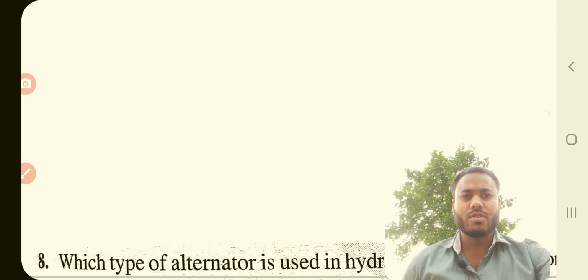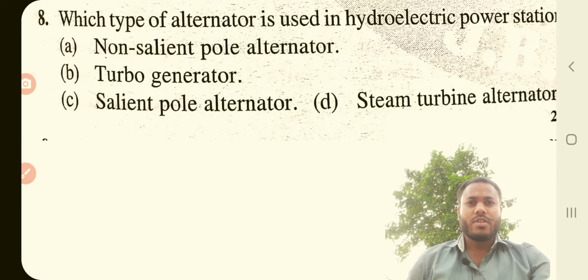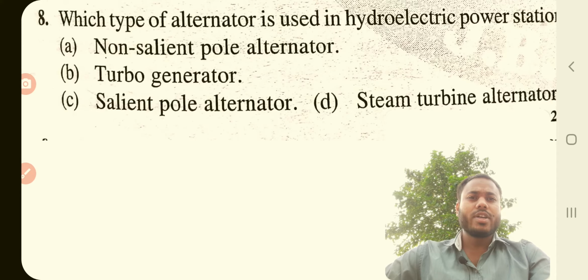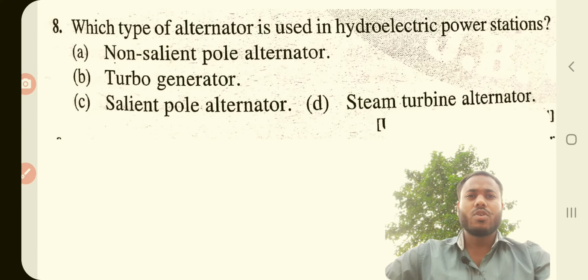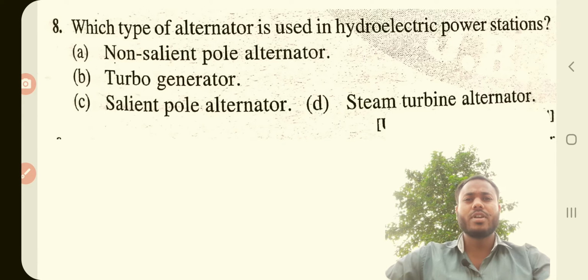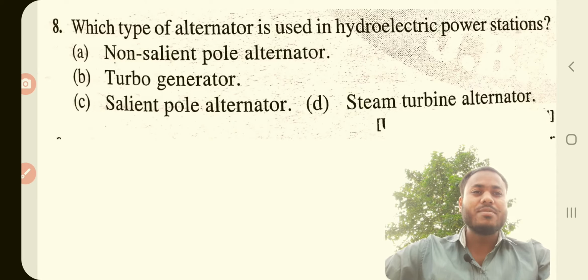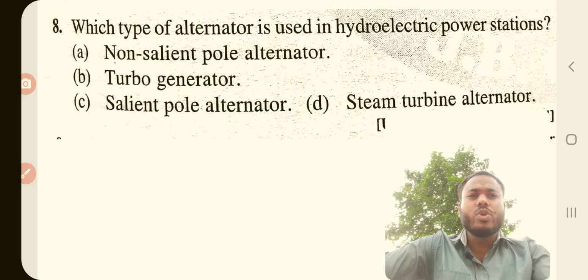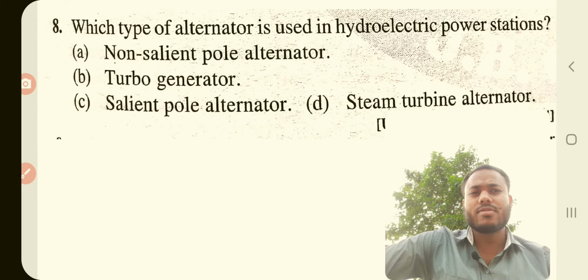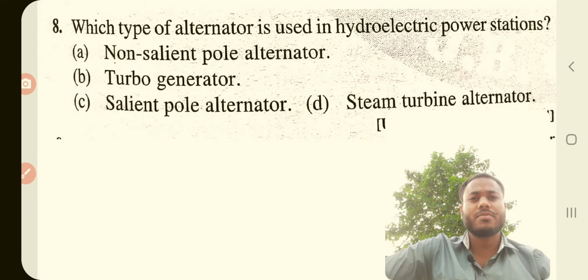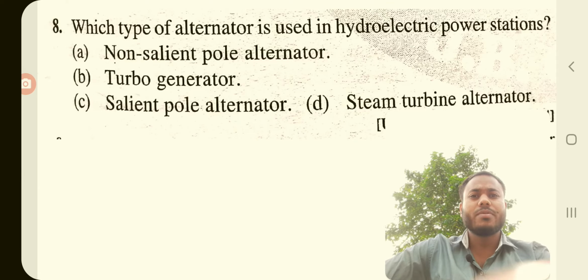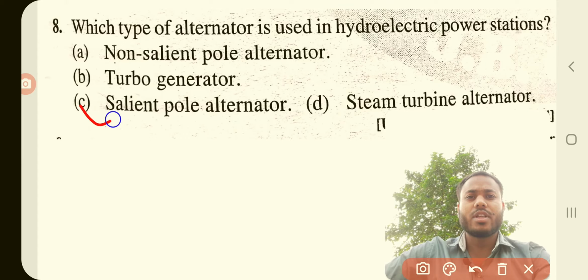The next question is on the screen. Which type of alternator is used in a hydroelectric power station? Option A, non-salient pole alternator; B, turbo generator; C, salient pole alternator; and the last one, steam turbine alternator. So which kind of alternator is used in a hydraulic power station? The correct answer will be salient pole alternator. That means the correct option is C.